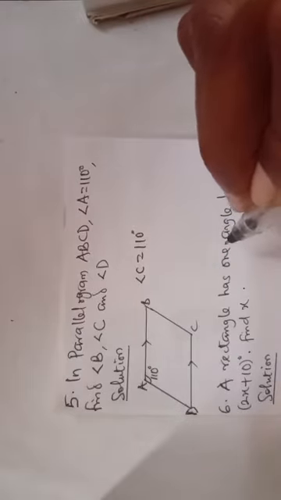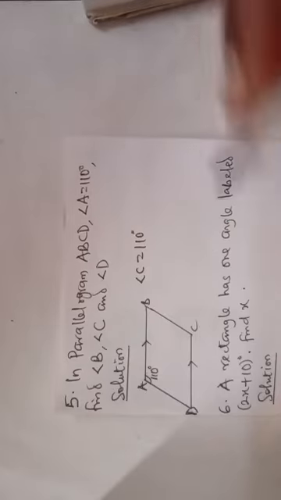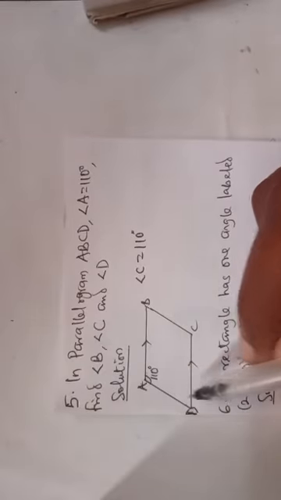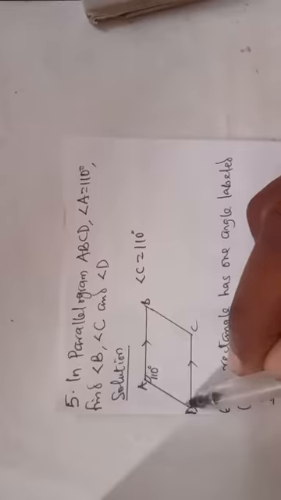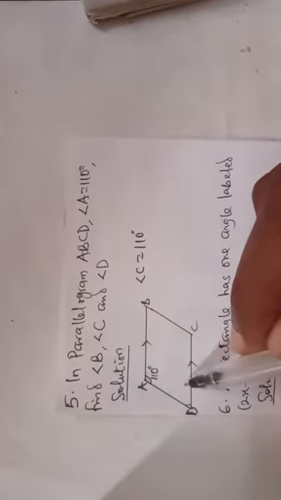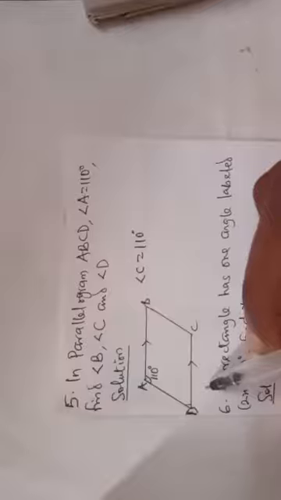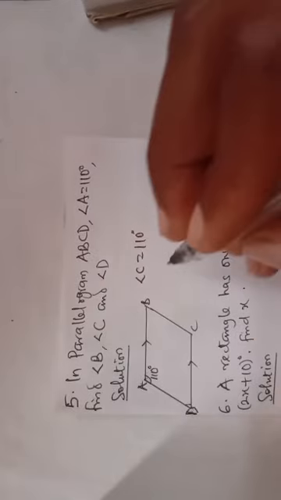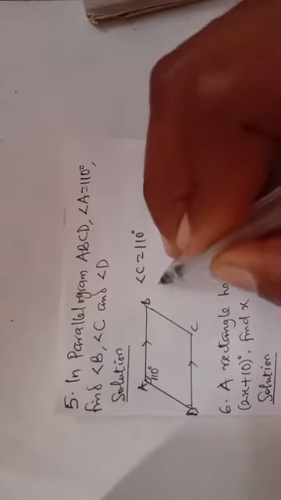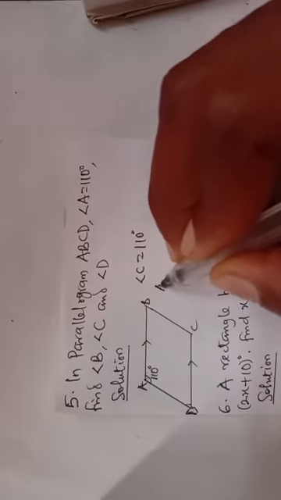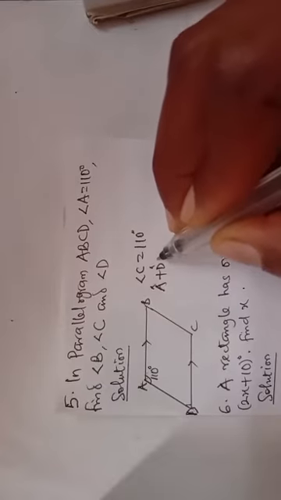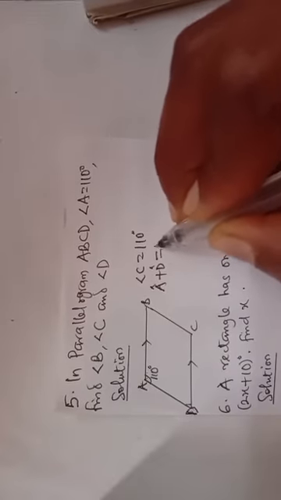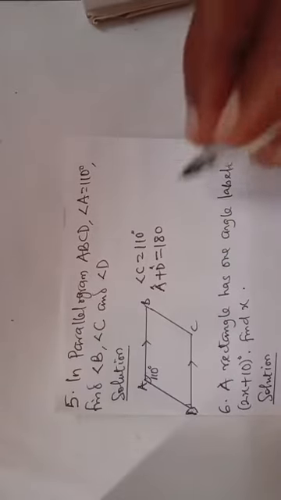Okay, now also watch. Angle D and angle A are adjacent angles. I repeat, angle D here and angle A here are adjacent angles, and adjacent angles add up to 180 degrees. Now angle D, the adjacent angle, is equal to 180 degrees, okay?